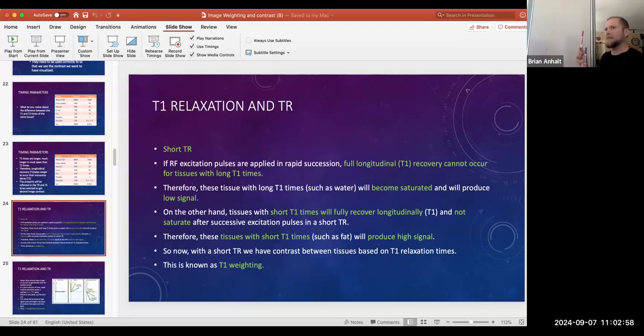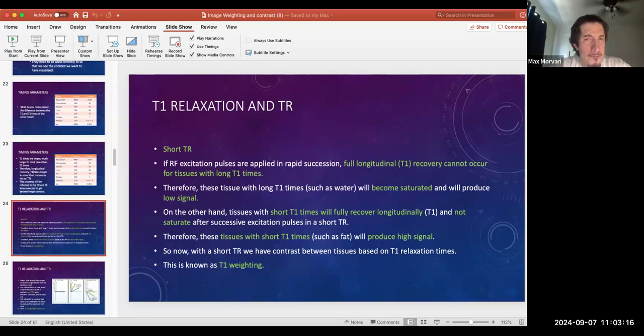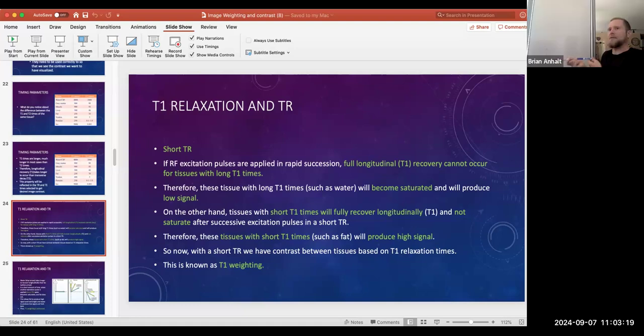If we excite again quickly and not wait a long period of time, let's say we wait 400 milliseconds and we excite again, boom. Which one has more transverse magnetization after that second excitation pulse? The fat, right? And then if we measure back that signal very quickly by refocusing and then listening back at a short TE, we will now have contrast or differences in signal intensities based on the differences in T1 recovery times, right?